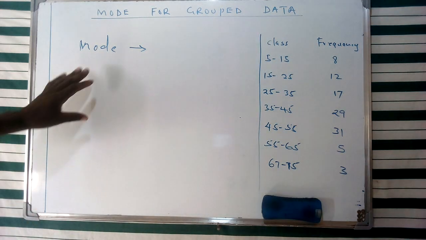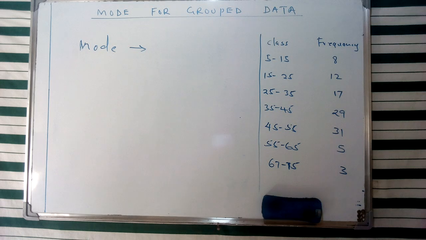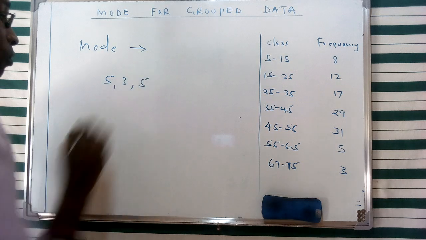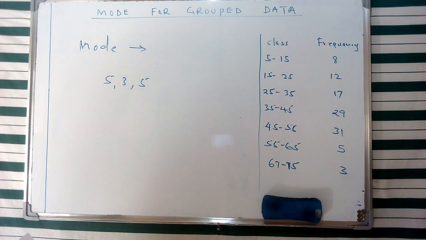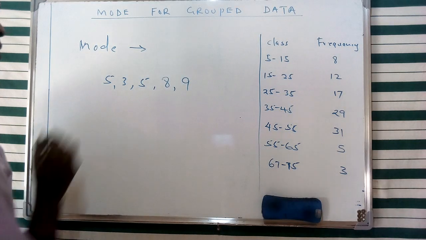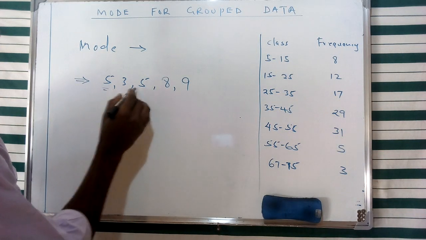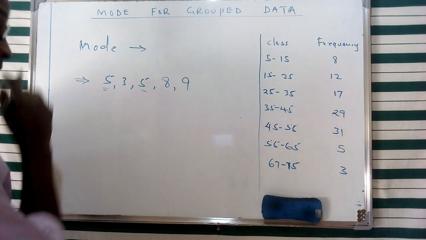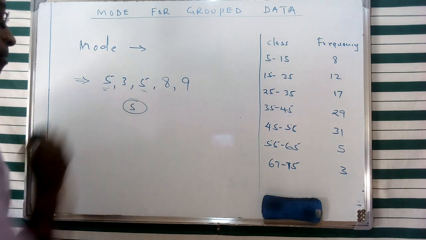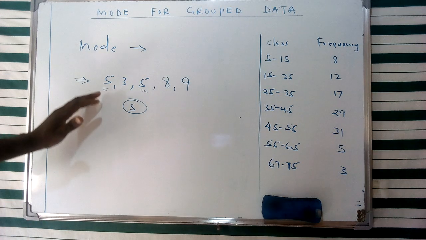And this is going to concern a particular set of data, perhaps in a discrete or a continuous frequency distribution. If we have a discrete set of data, we're going to consider a particular value which occurs frequently in that set of values. In this range of values, we can see that the value 5 is going to occur 2 times, contrary to the other values of 3, 8, and 9. And therefore, we're going to have 5 as our mode.